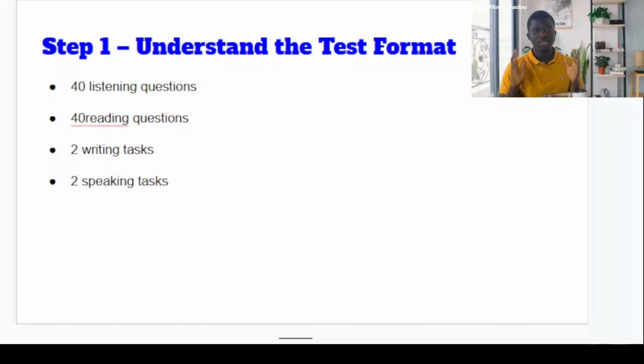First things first, you need to understand the format. All right, so in the listening part, you have 40 questions that you need to answer. In the reading part, it's 40 questions as well. In the writing, it's 2 tasks, and also in the speaking, it's 2. Okay, so this is what you need to understand.